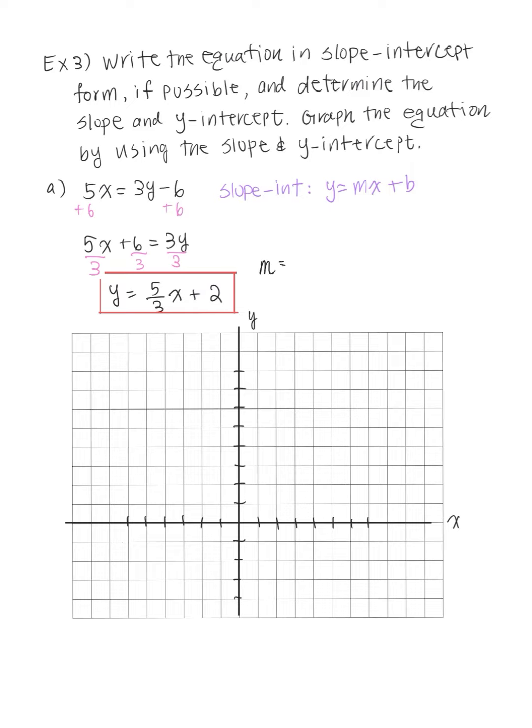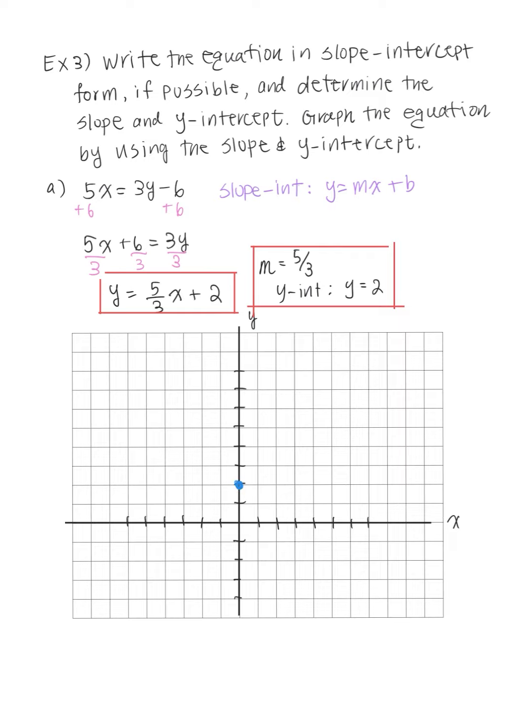Slope is going to be the coefficient on x, so in this case, 5 over 3. And the y-intercept is at y equals positive 2. Next, we need to graph this by using the y-intercept and the slope. So first step, plot your y-intercept. So y equals 2, that's right here.